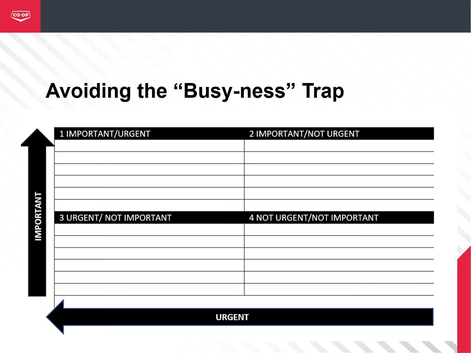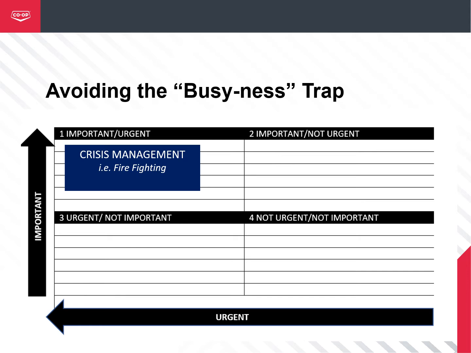I want you to think about the last couple days at work. And as we're going through each of the quadrants in the busyness trap, we want you to classify them in one of the 4 areas. So the first area we're going to talk about is important and urgent.